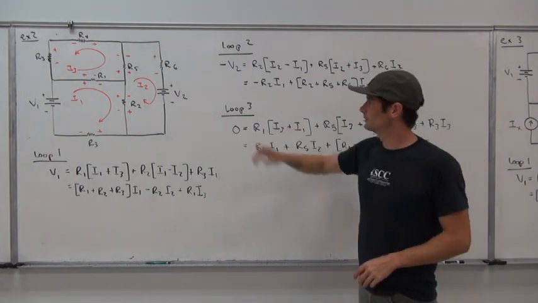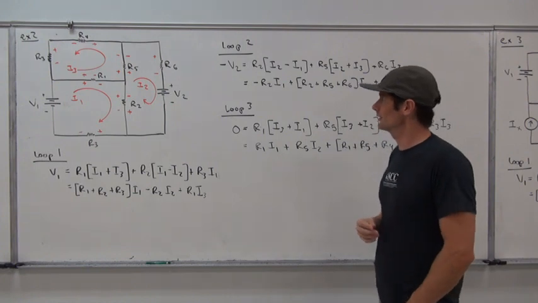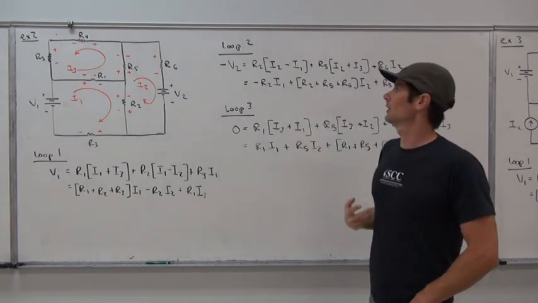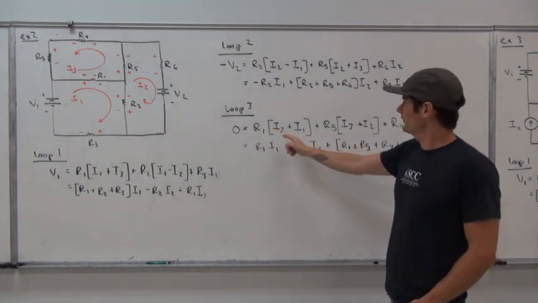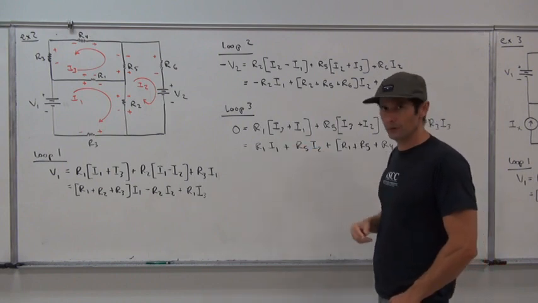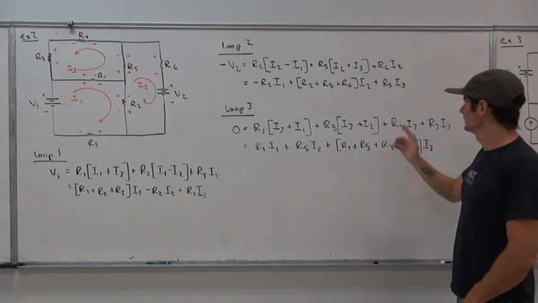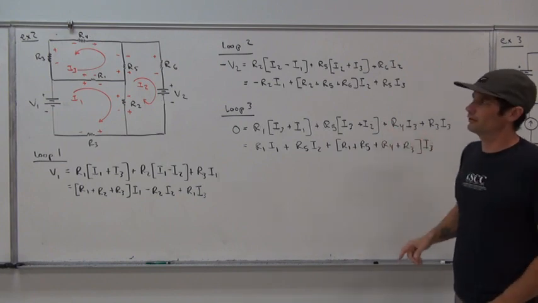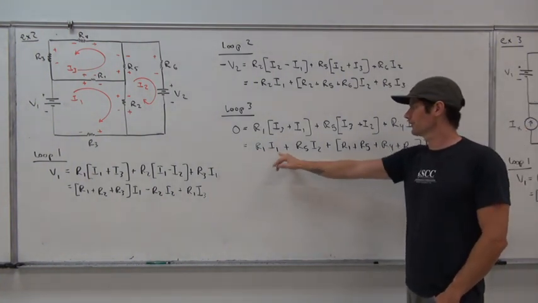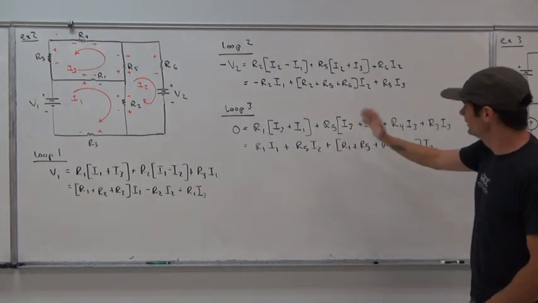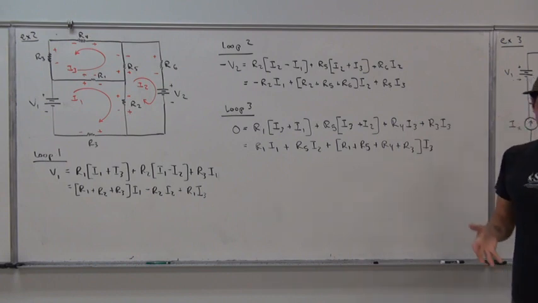Now if we look at loop 3, here we have 0 because there's no separate excitation in there, and that current's moving counterclockwise. And so for here we're going to have R1 times I3 plus R1, note again I put I3 first, plus R5 times I3 plus I2, plus R4 times I3 plus R3 times I3. Go ahead and combine our like variables, so that's going to be R1 times I1 plus R5 times I2, plus R1 plus R5 plus R4 plus R3 times I3.